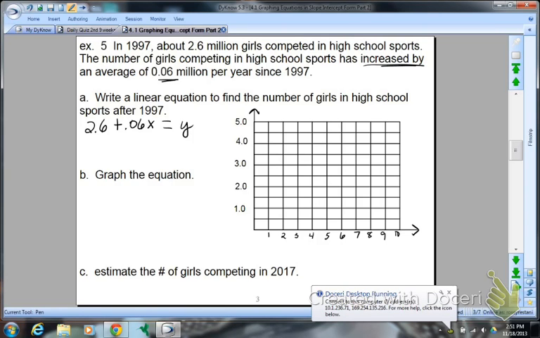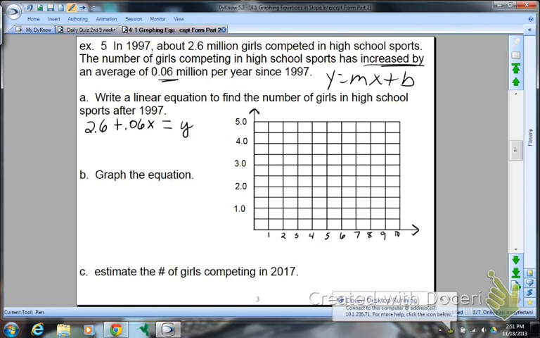Example A says, write a linear equation to find the number of girls in high school sports after 1997. Linear equation means slope-intercept form, the equation of the line, which is in this form, y equals mx plus b. Right now, this equation is not in slope-intercept form, but we can rewrite it. It would be y equals 0.06x plus 2.6. Now it's in slope-intercept form. Y'all agree with that?